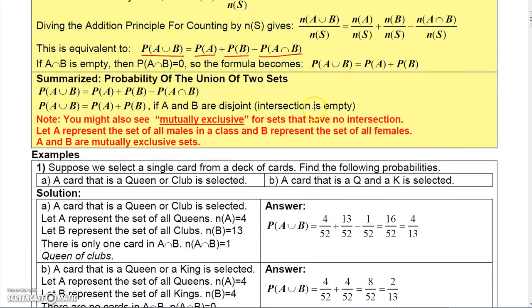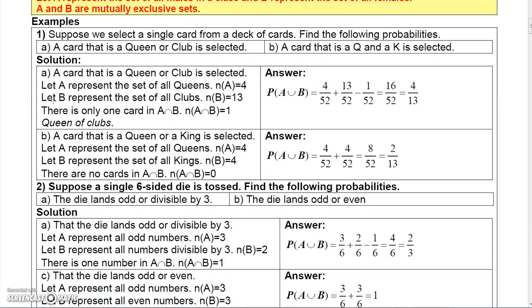Also, if there's no intersection of the sets A and B, then you can just add the probability of A to the probability of B. For example, suppose we were to select a card from a 52 card deck, and we want to know the probability that the card is a queen or a club. Well, we can say A is the event that we get a queen, so there's 4 ways to get a queen. And we can let B be the event of getting a club. There's 13 ways to get a club.